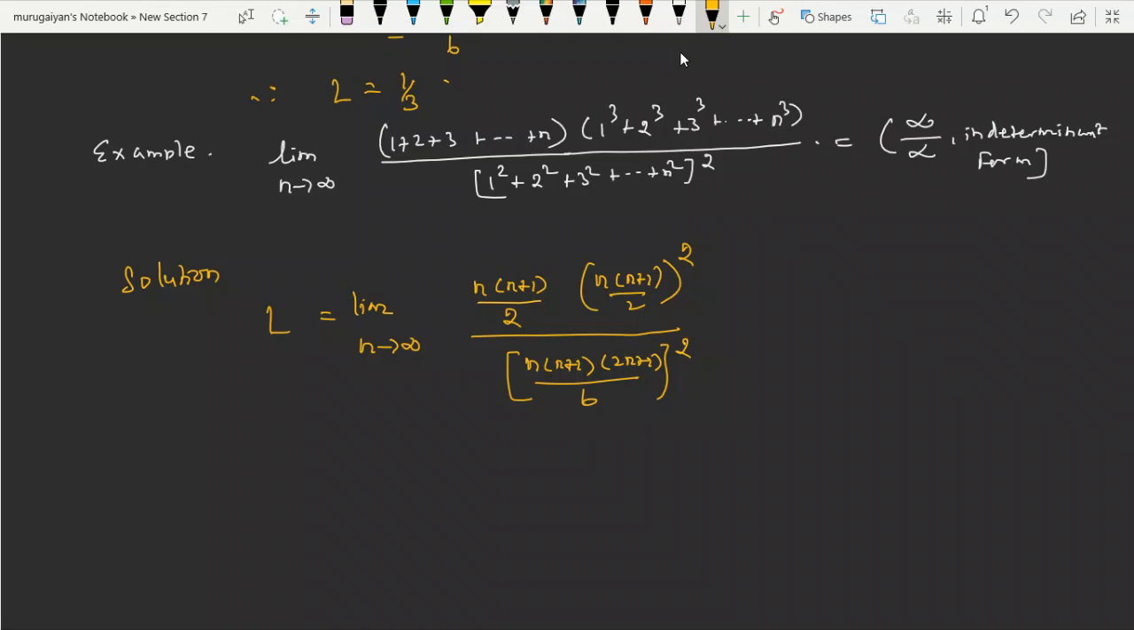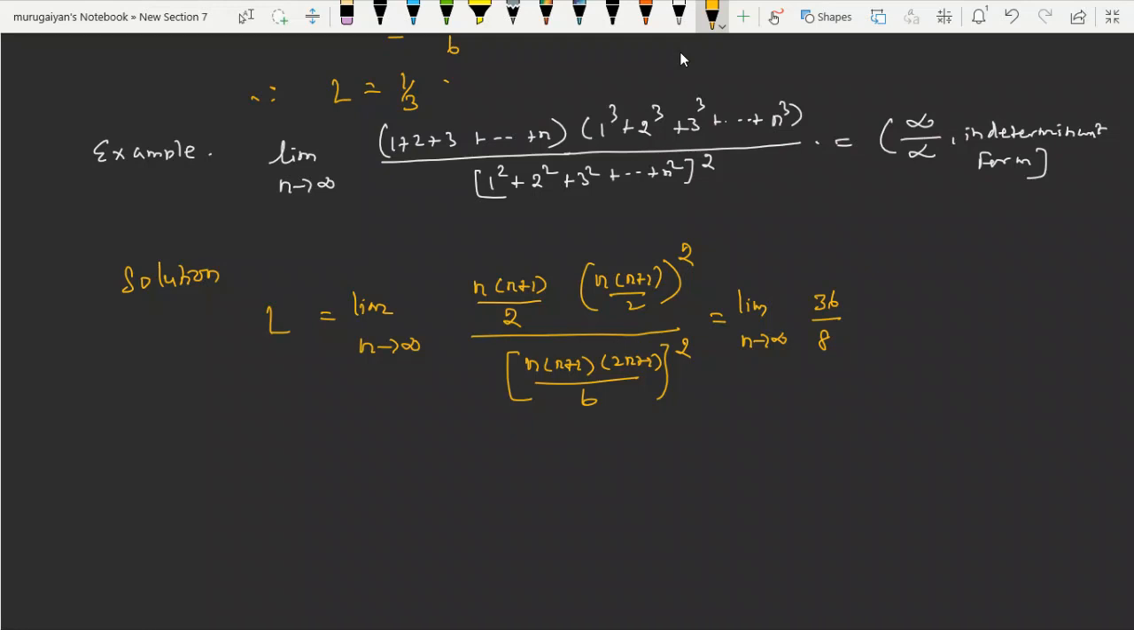On simplification, limit n approaches infinity, 36 and 4 into 2, 8. Okay, 36 by 8 for the constant. 36 by 6 square, 36; 2 square, 4; 4 into 2, 8.